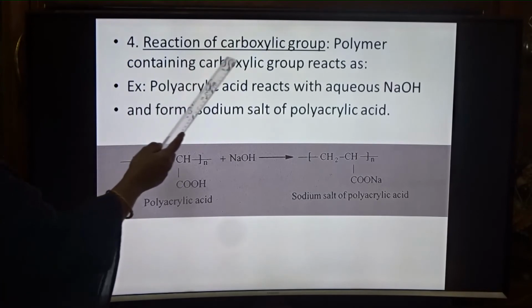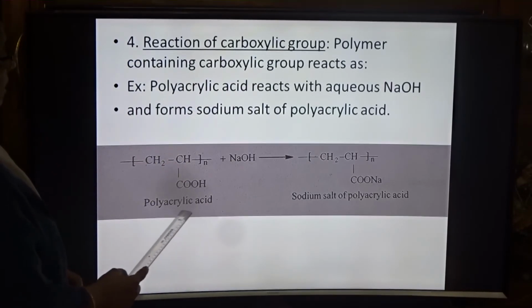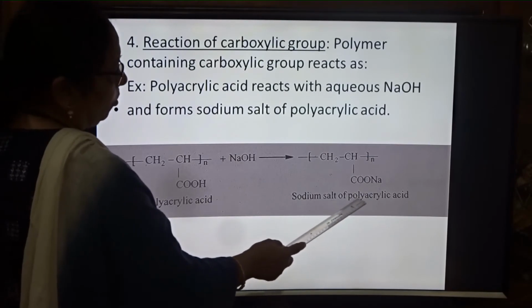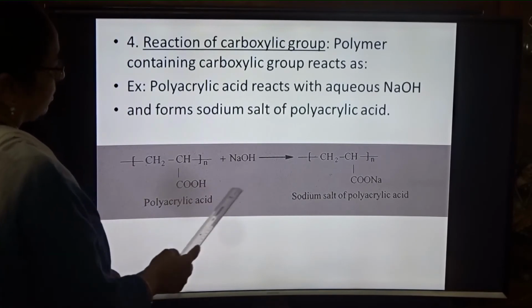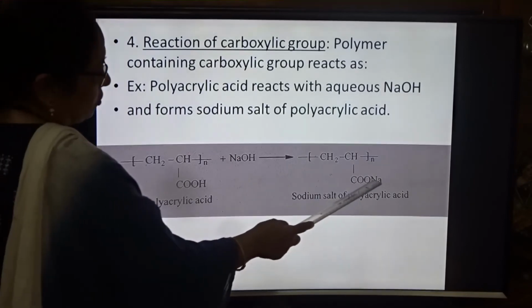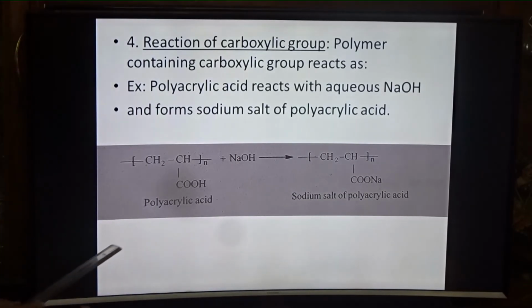Next, reaction of carboxylic group. Here the carboxylic group is the pendant group. Polyacrylic acid reacts with sodium hydroxide to give the sodium salt of polyacrylic acid. So here in polyacrylic acid, the pendant group is reacting and sodium is getting attached here, forming the sodium salt of polyacrylic acid.